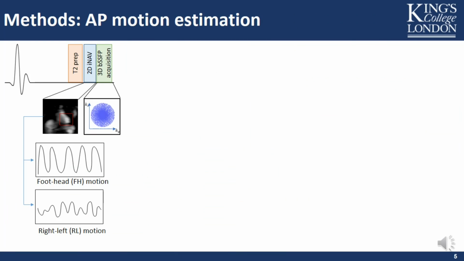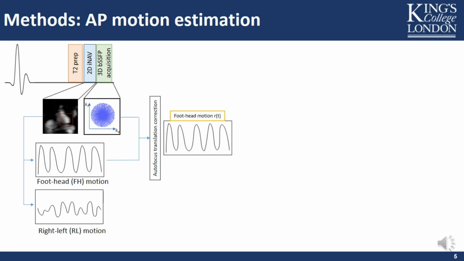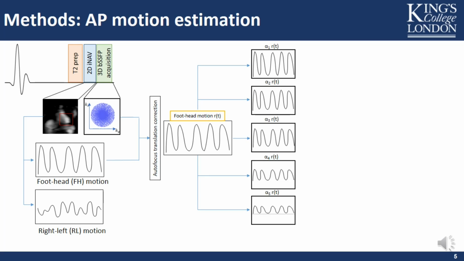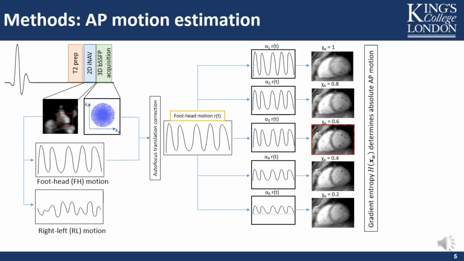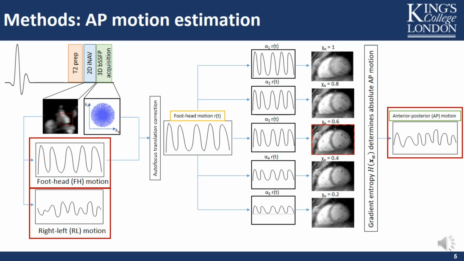Anterior-posterior motion is assumed to be proportional to the foot-head iNAV signal. By correcting the data with different motion signals alpha in the anterior-posterior direction, a set of translationally corrected images is obtained. The optimal scaling alpha is obtained by minimizing the localized gradient entropy in a region of interest surrounding the left ventricle. With anterior-posterior motion estimation, the virtual 3D iNAV is then used to bin and motion-correct the data.